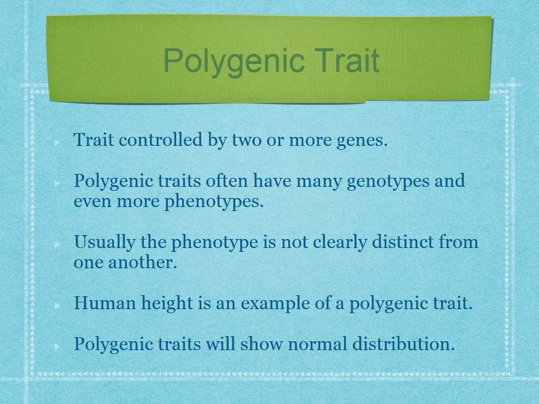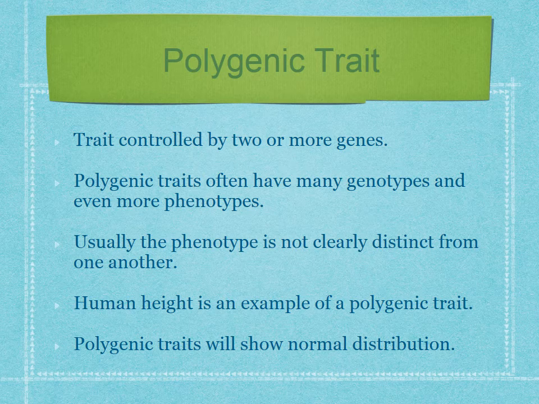Polygenic traits, however, are traits controlled by 2 or more genes. And these are going to often have a lot more genotypes and even more phenotypes. So usually the phenotype is not clearly distinct from one another. And a great example of a polygenic trait is human height, because you always get into arguments with friends who's taller, and it's usually not by a lot. Well, that's why they're not clearly distinct. It's hard to tell them apart.